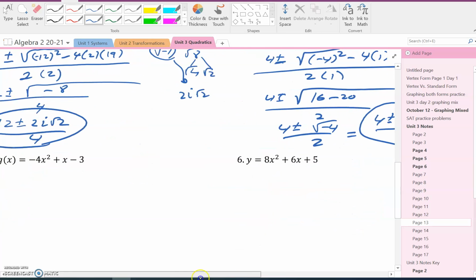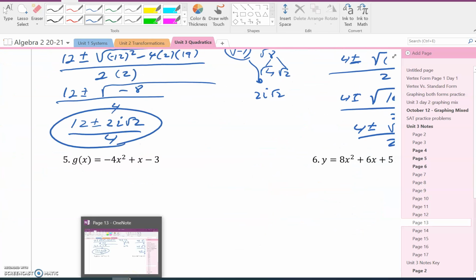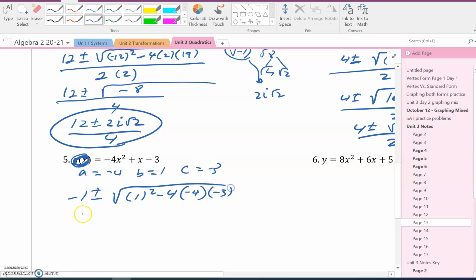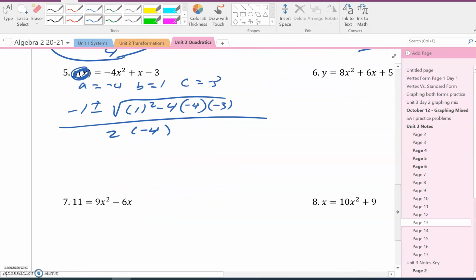Okay, so hopefully we get a couple that aren't imaginary, so we can kind of span the gamut. So I put 0 in there. A is -4, B is 1, C is -3. This one looks really ugly, so -1 plus or minus the square root of 1 squared minus 4 times A, which is -4, times C, which is -3, all over 2 times -4. Loving this. But you can kind of see that the quadratic formula does get long and mathy here.